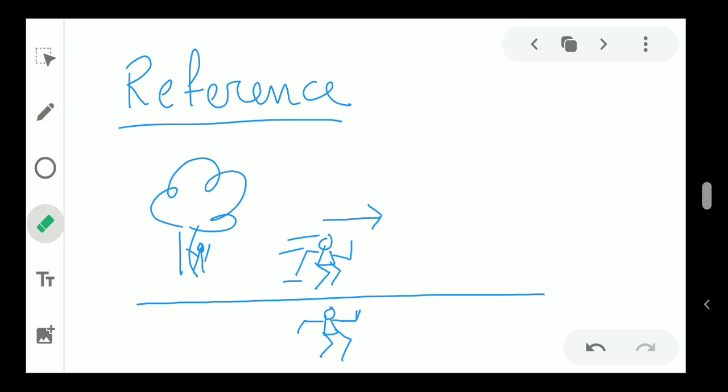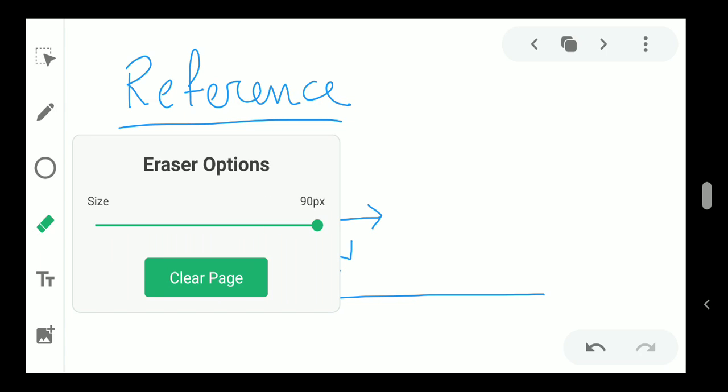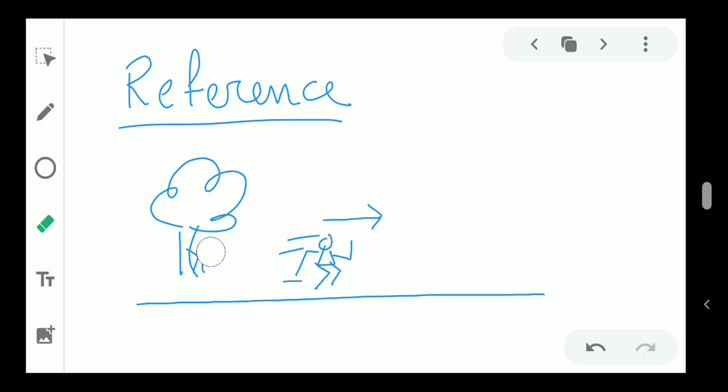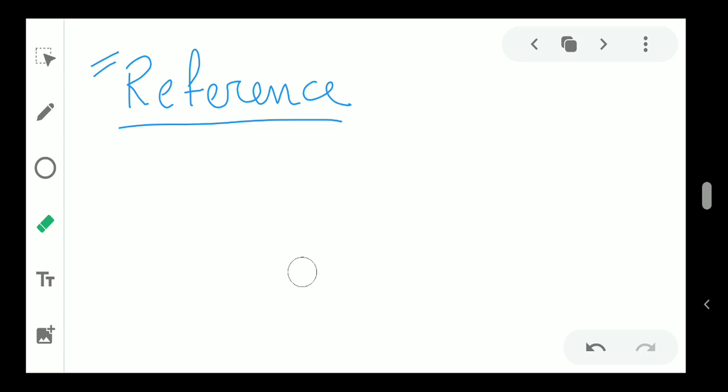So in that case, what we have to say, if something is in motion, I have to say that you are in motion with respect to the tree. So this is the thing which is called reference. But generally, for our mathematical calculation, what we will do is take the frame of reference.